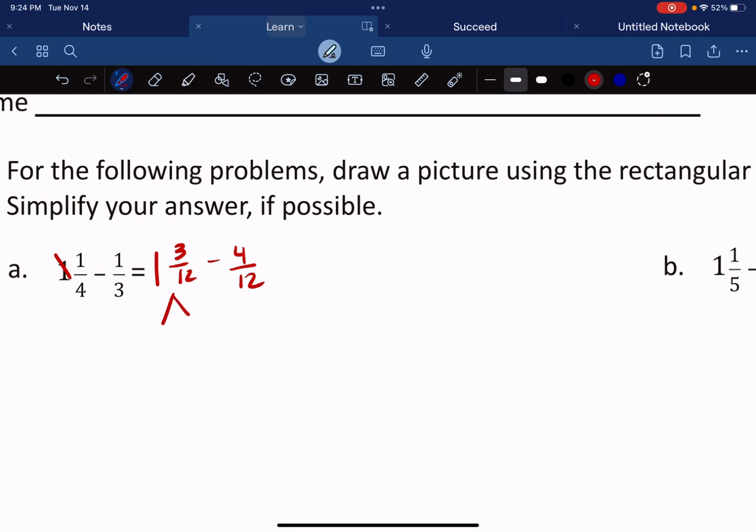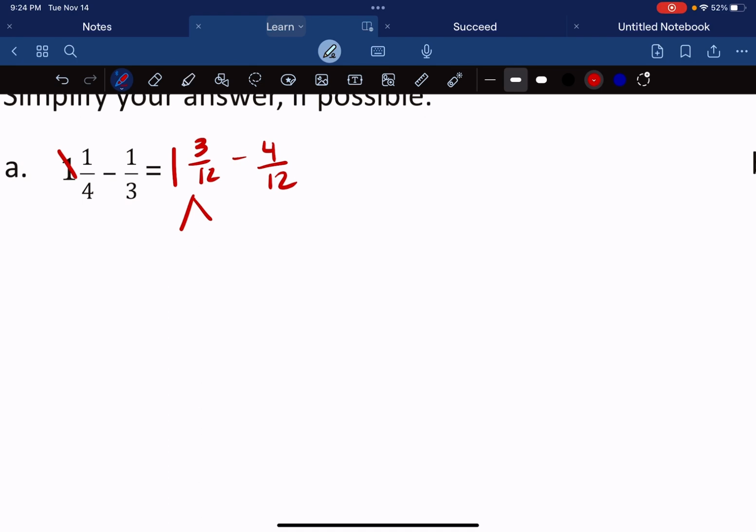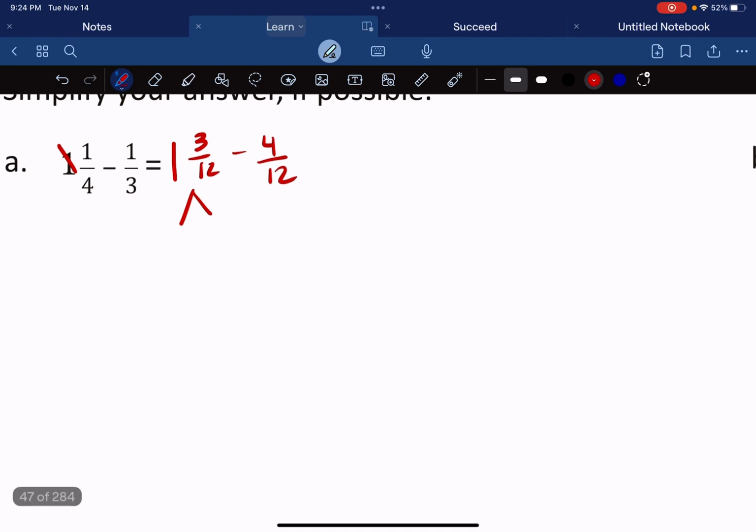Now I'm going to take this whole number and kind of work backwards, and I'm going to turn it into an improper fraction. So I'm going to look at my denominator, which is 12. I always ask my students, how many does it take me to fill a whole box? And they'll tell me that it takes 12. Whatever that denominator is, my numerator will be the same. Then I'm going to bring the 3 12ths with me.